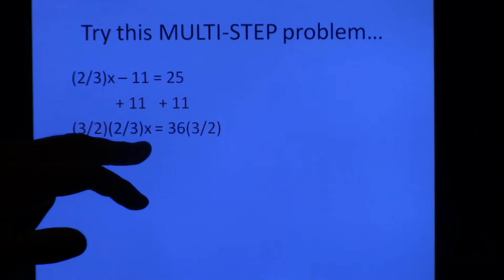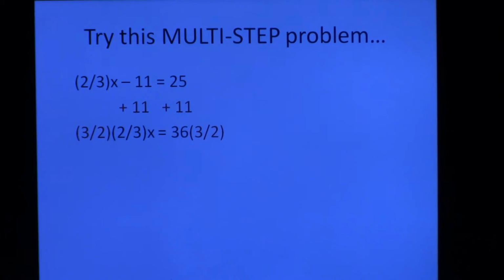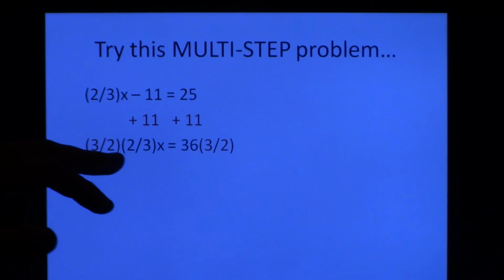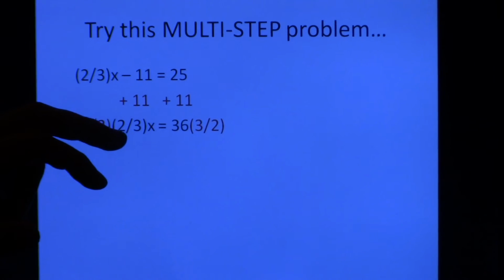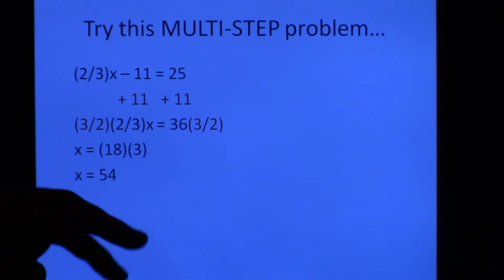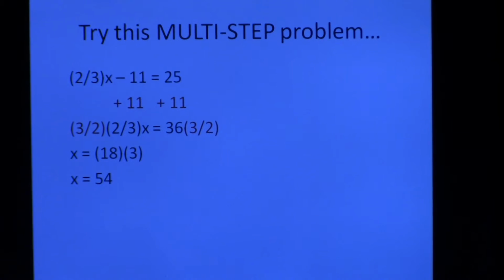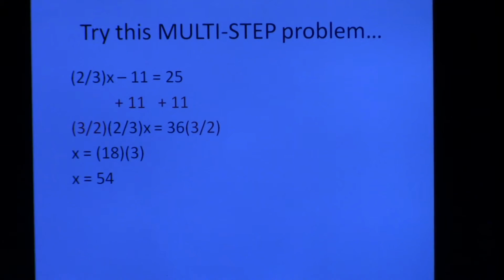This equals 1. Every time you multiply by the reciprocal, it equals 1. So we have 1x equals, we can cross this 2 out. 2 goes into 36 18 times, so we have 18 times 3, or 54. So x equals 54.